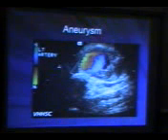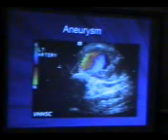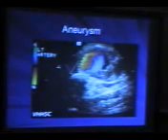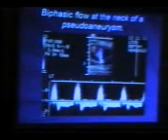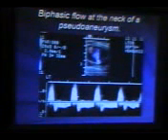Also an aneurysm with biphasic flow. You can see going in and going out flow. And also this is biphasic at the neck of the aneurysm. You can see forward flow and backward flow.